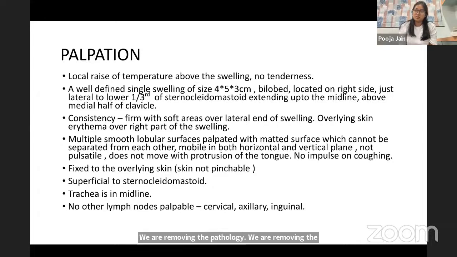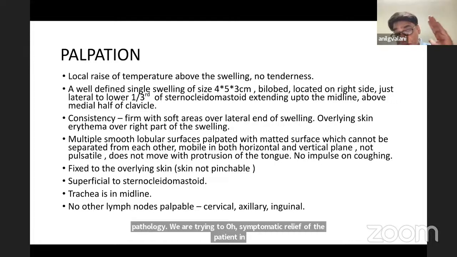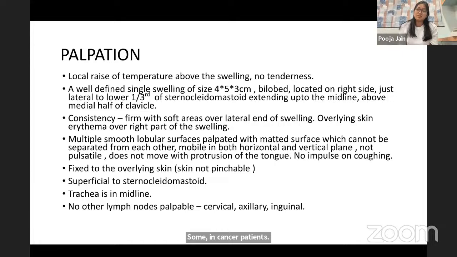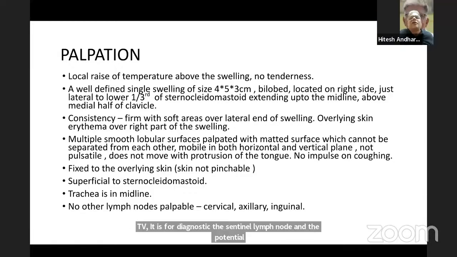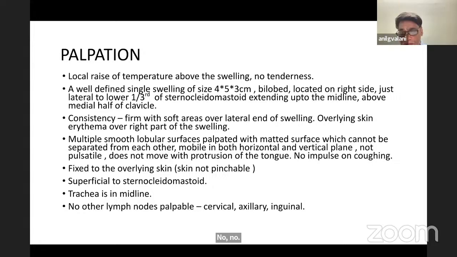We are trying for symptomatic relief of the patient, in cancer patients, symptomatic relief. No, you are not understanding my question. I'm repeating the question.